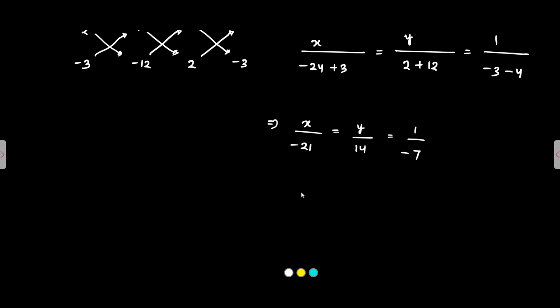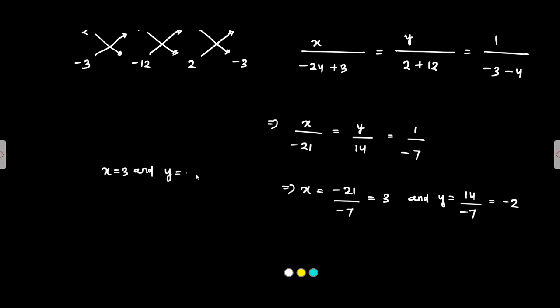That implies x is equal to minus 21 by minus 7, which is equal to 3, and y is equal to 14 by minus 7, which is equal to minus 2. So x is equal to 3 and y is equal to minus 2. This is the solution.